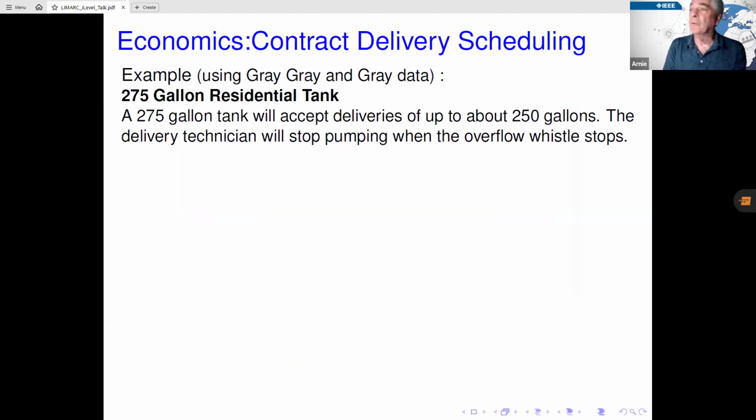So how does it actually work? The technician shows up at the tank and they start pumping. The tank has a whistle in it, which is a pipe that extends down into the tank, just an empty pipe. And as the oil level rises, the surface of the oil plugs the bottom of that little pipe and stops the whistle. The whistle is caused by the escaping air as the tank gets filled.